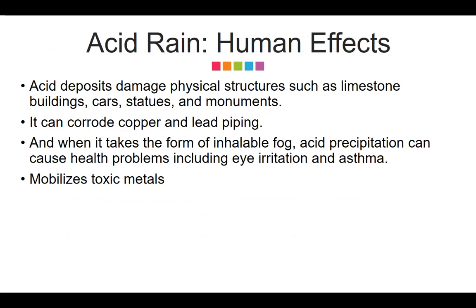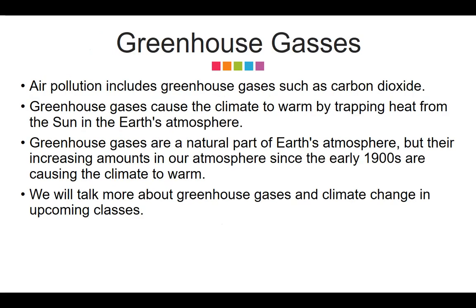In humans, acid deposition can damage physical structures like the statue we showed you before. It can damage cars, buildings, monuments. It can corrode copper and lead piping, letting that lead leach into our water supply. And when it takes the form of inhalable fog, acid precipitation can cause health problems like eye irritation, asthma, and it tends to cause toxic metals to move, which can also cause problems for us.